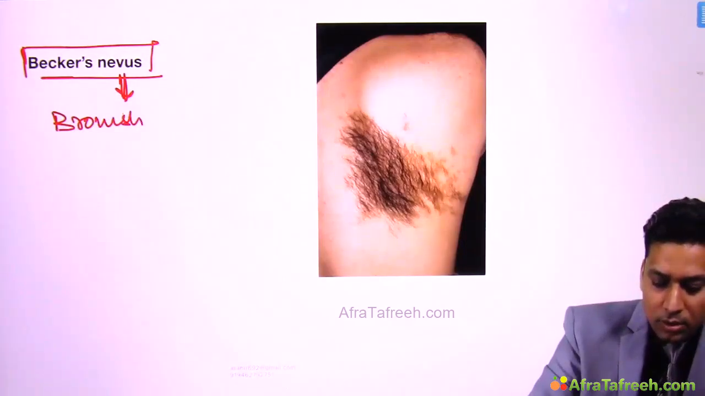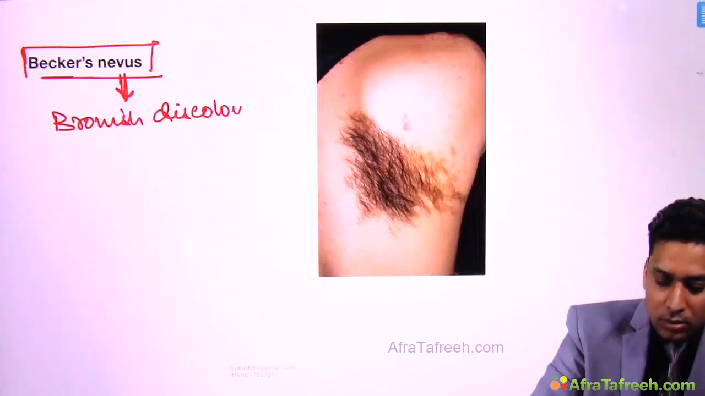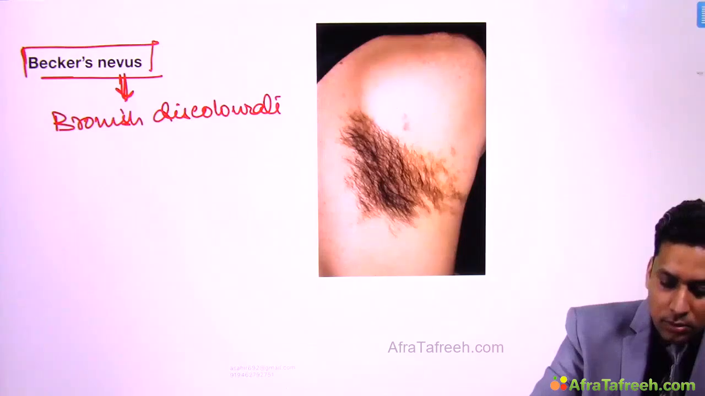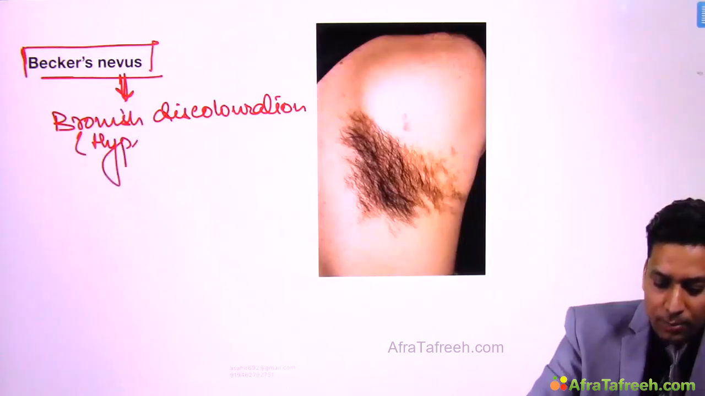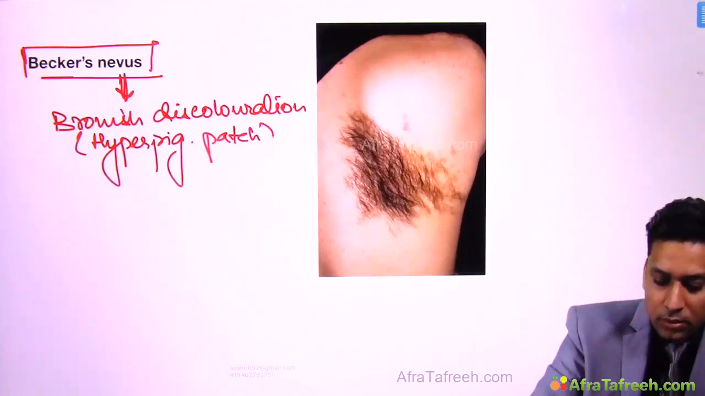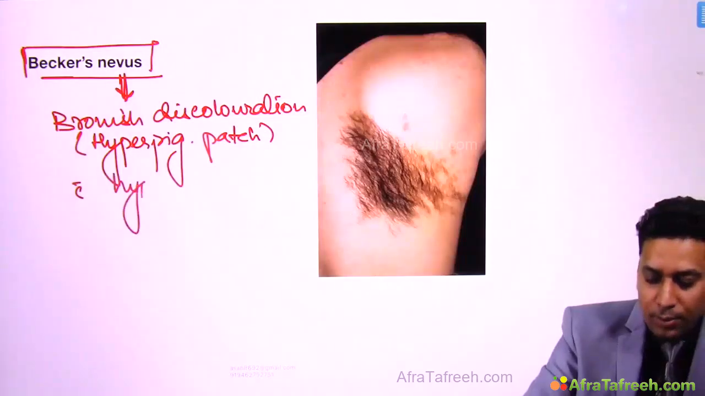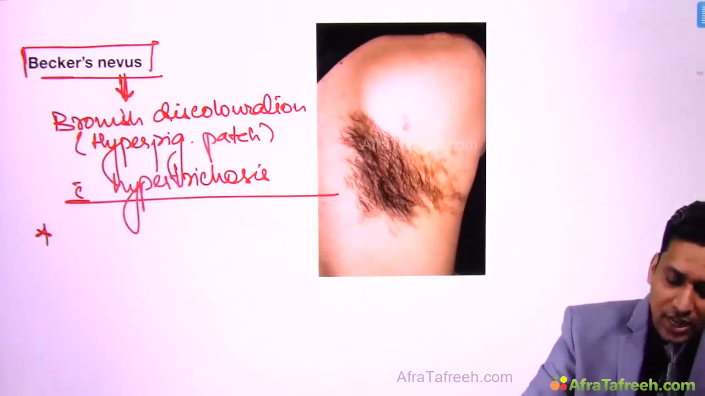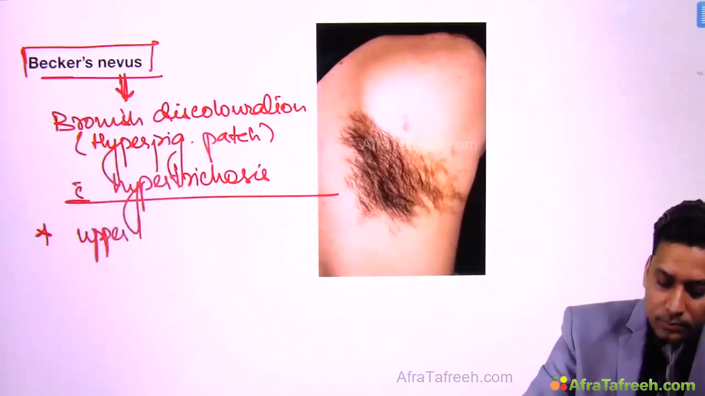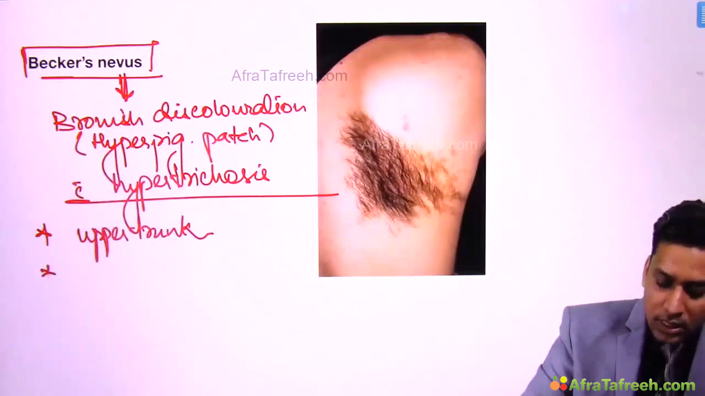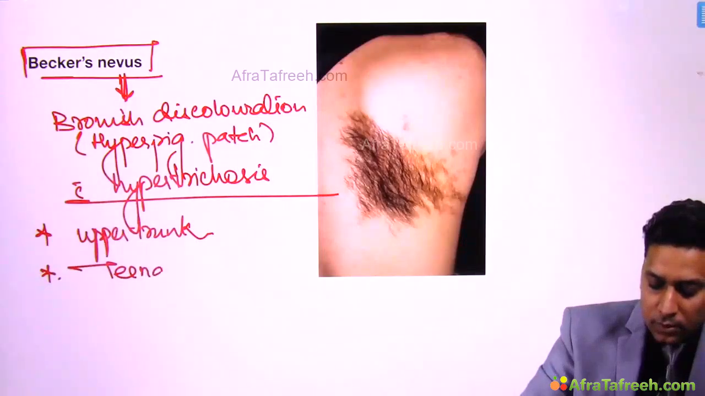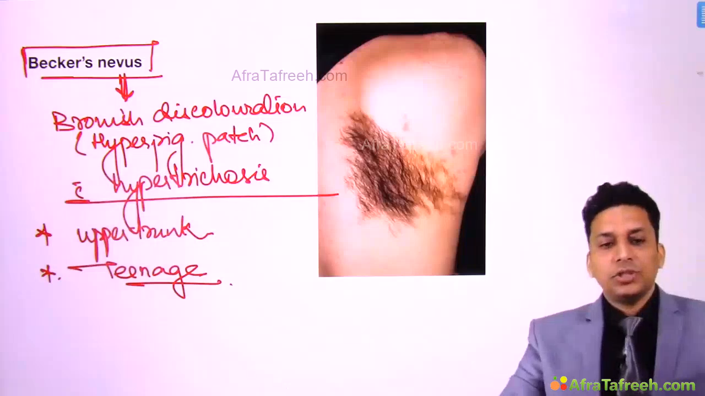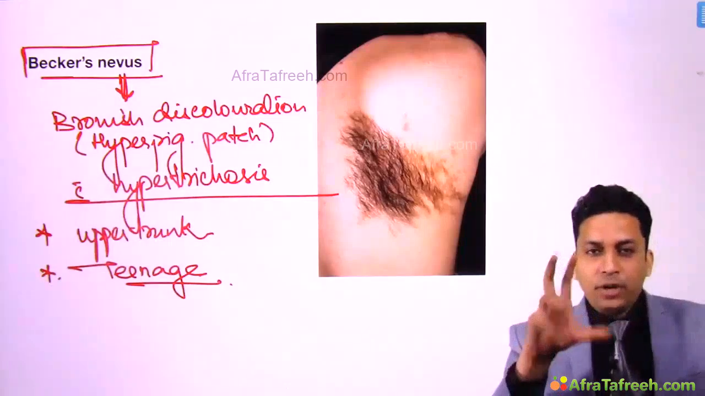The important points about Becker's nevus which you need to remember are: Becker's nevus, brownish discoloration, in bracket you can write down hyperpigmented patch with hypertrichosis. Usually site is upper trunk, seen in adolescence, teenage. Okay. So these are the important points.